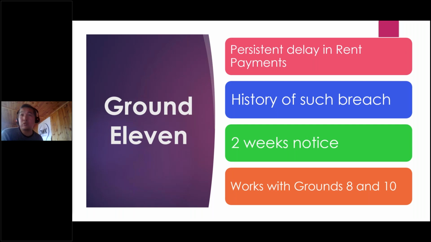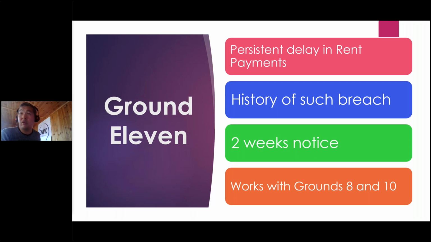But obviously it works well with grounds 8 and 10, should the tenant be £200 worth of rent arrears, but they were 2 months in arrears when you served the Section 8. They've paid it down slightly, but they've always been late. You persistently have to chase them. Then there's a small chance, a very small chance, that you may get possession under grounds 10 and 11 combined.